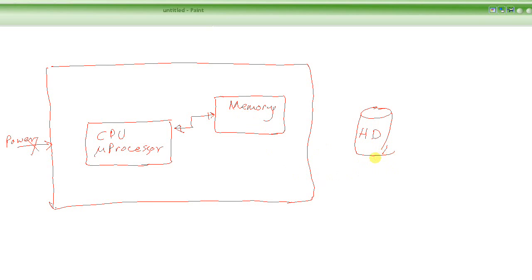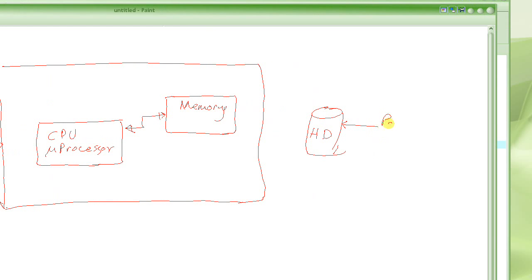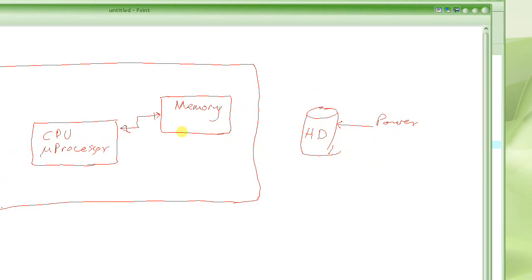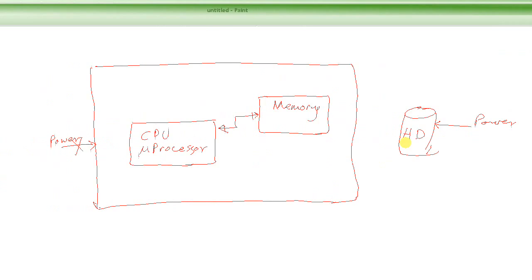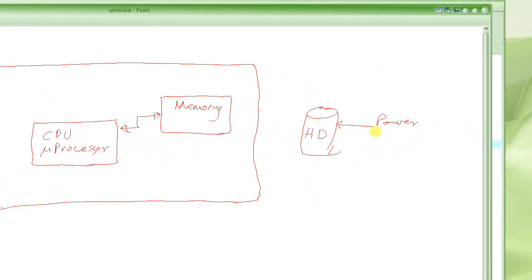Okay, and it is also capable of storing data and the programs. The main difference is that memory cannot hold data if there is no power, but a hard drive can. It does need power to work. Every single thing in the whole wide world needs power to work. So it needs power to work, but it doesn't need power to keep the data stored. So that's the major difference between hard drive and memory.